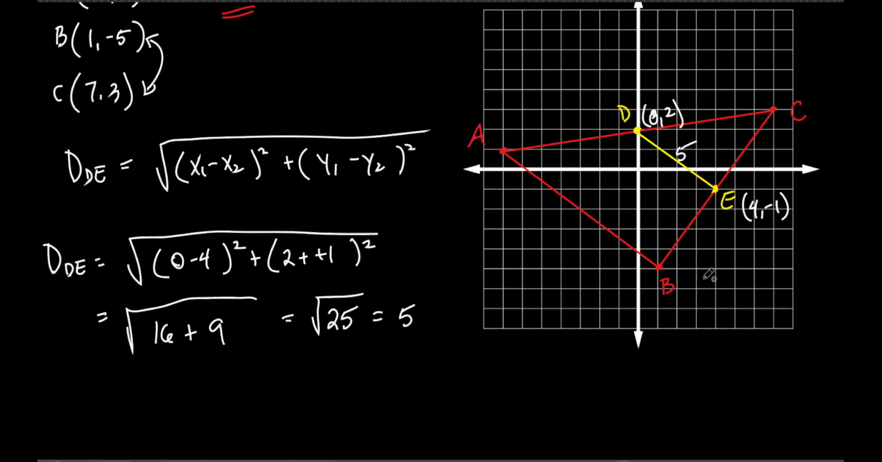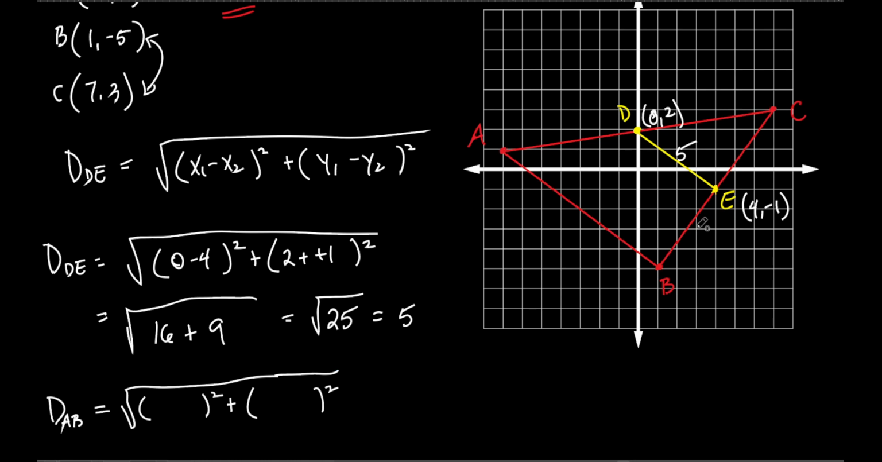What do you think AB should be? What do you think it's going to be? What do you think AB should be? It should be 10, right? Let's see if it actually is. So let's do the distance of AB. Let's see if it actually is. So big square root, parentheses squared plus parentheses squared.